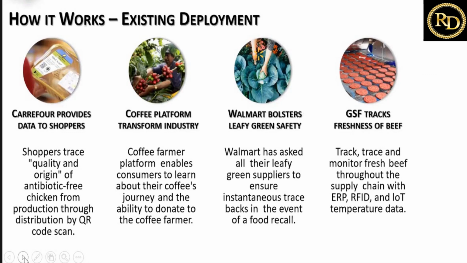Walmart is using it for leafy green safety. They have asked all their leafy green suppliers to ensure instantaneous tracebacks in the event of a food recall. Again, it is based on blockchain. GSF is another example, for tracking the freshness of beef. They track, trace, and monitor fresh beef throughout the supply chain with ERP, RFID, and IoT temperature data. Again, this is also based on blockchain.